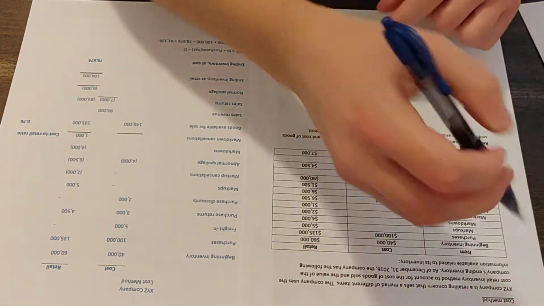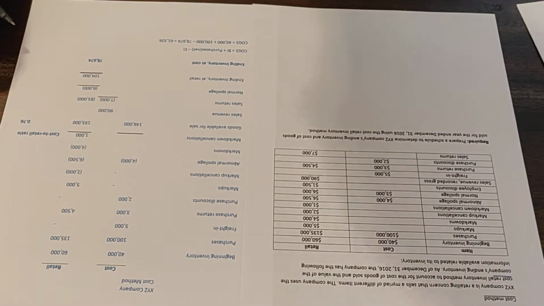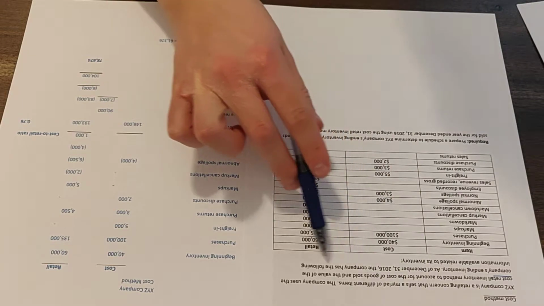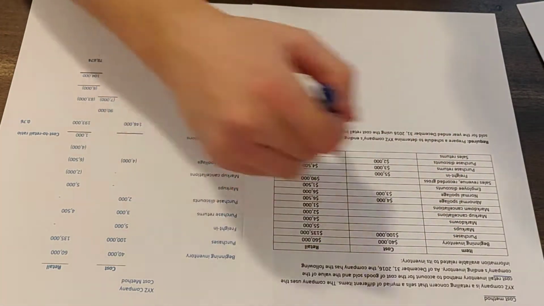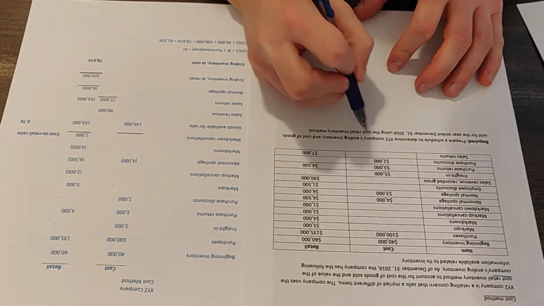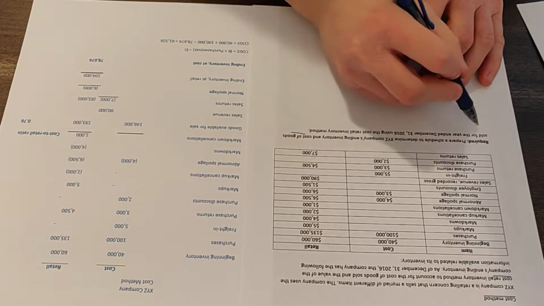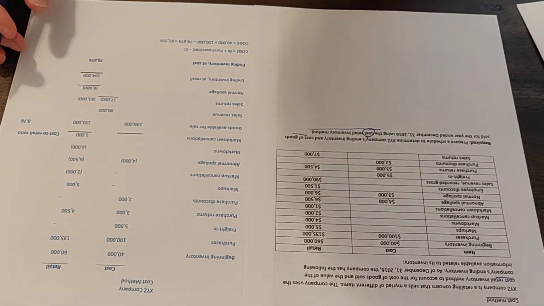They use the cost. So now we use the cost retail inventory method to account for cost of goods sold and the value of the company's ending inventory. And then as of December 31, 2016, they have the following information available. Again, if you were to flip back, this is literally the same chart. The only thing is now it's saying prepare a schedule to determine XYZ company's ending inventory and cost of goods sold for the year using the cost retail inventory method, not the conventional method anymore.